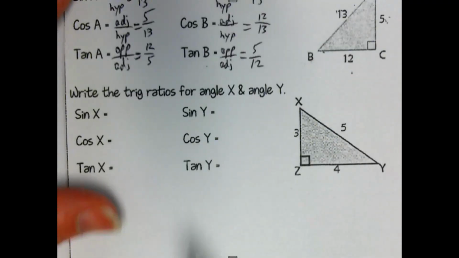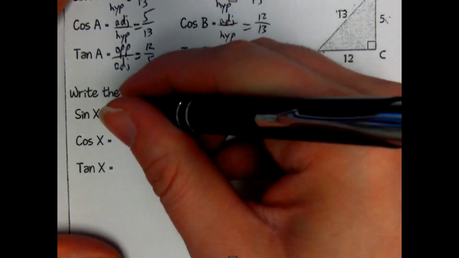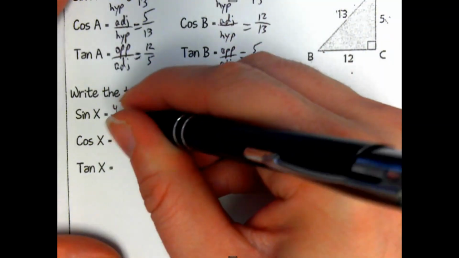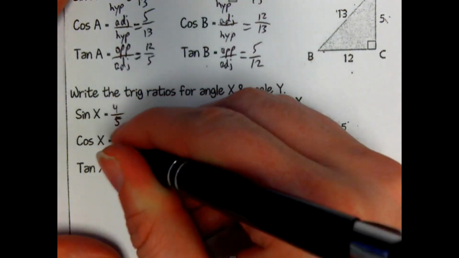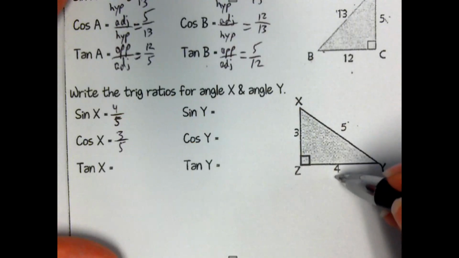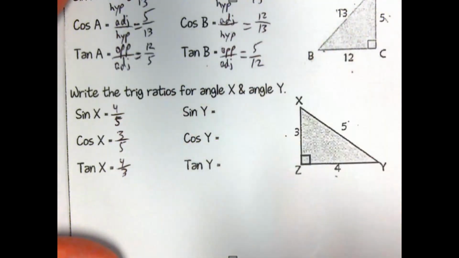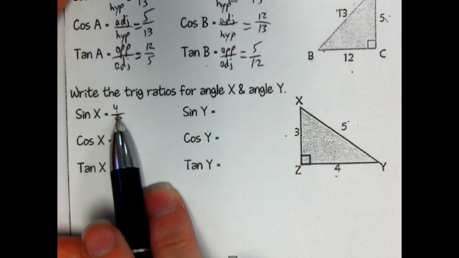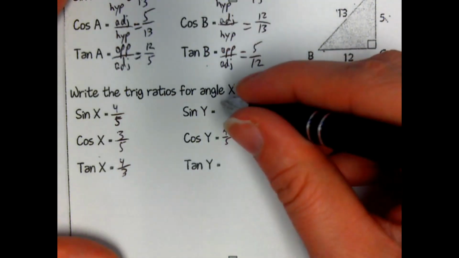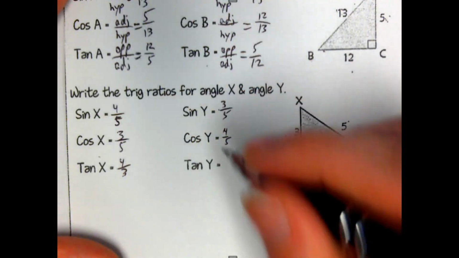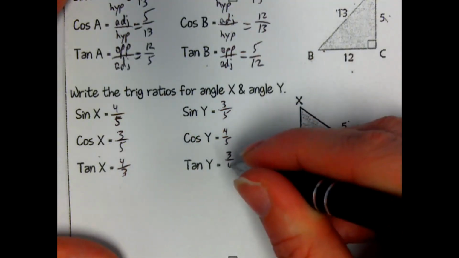So let's write the trig ratios for angle x and angle y. The sine of x, opposite over hypotenuse, 4/5. Cosine of x, adjacent over hypotenuse, 3/5. Tangent of x, opposite over adjacent, 4/3. If the sine of x is 4/5, then that means the cosine of y is 4/5. If the cosine of x is 3/5, that means the sine of y is 3/5. And if the tangent of x is 4/3, that means the tangent of y is 3/4.